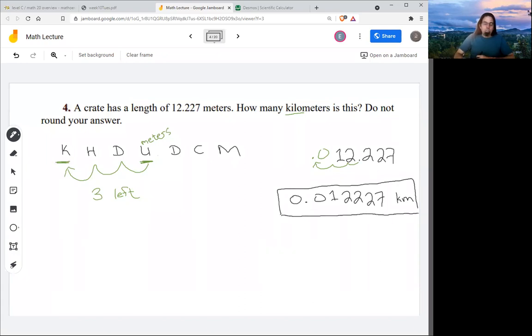How much to round it, I'm not sure. It doesn't give me a great real life situation. Somehow I have a crate and they've measured it to the nearest millimeter, right? 3 places, 1, 2, 3 is millimeter. It's not terribly hard to measure something to the nearest millimeter. You can do that with a ruler. I believe I have this much accuracy.